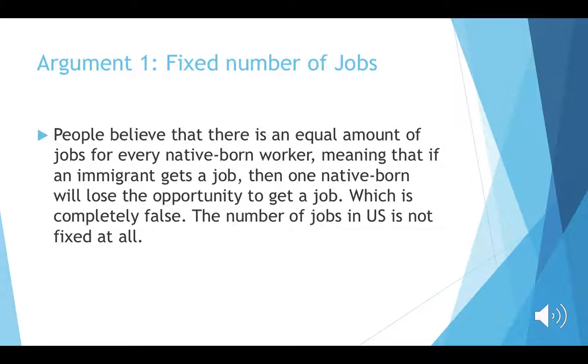Now I'm going to go more in depth on each one of the arguments. The first argument is about a fixed number of jobs. Nowadays, people believe that there is an equal amount of jobs for every native-born worker. So this means that if an immigrant gets a job, then one native-born worker will lose the opportunity to get that job, which is completely false. The number of jobs in the United States is not fixed at all.